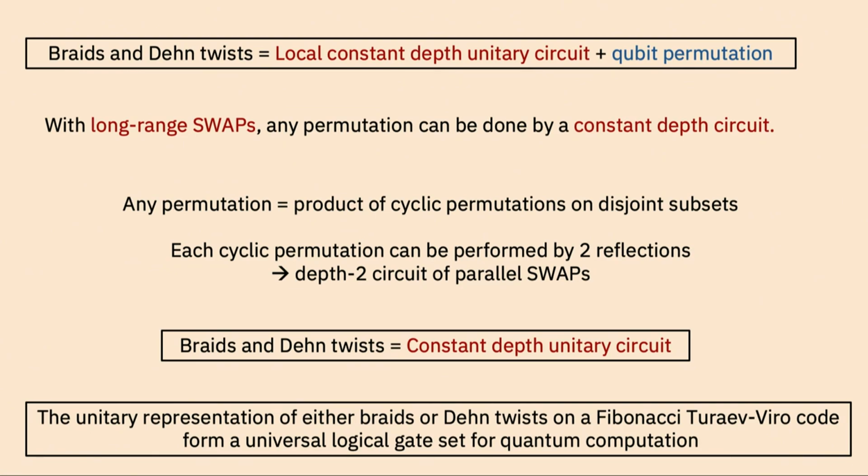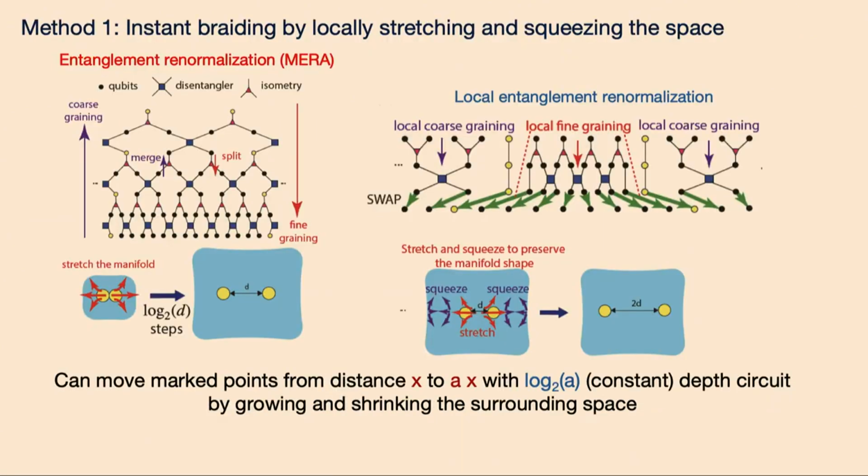In sum, braids and Dehn twists will correspond to a constant depth unitary circuit. So when applying this result to a Fibonacci Dijkgraaf-Witten code, we can achieve a universal gate set for quantum computation. There are two methods to achieve this protocol. One is the instant braiding.